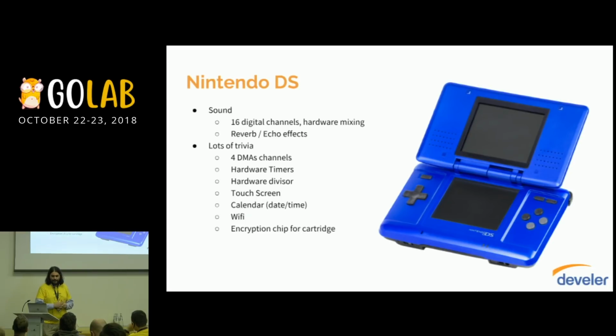Then you have sound support for 16 digital channels with a lot of effects and lots of custom hardware. So hardware timers, a hardware divider, because the early ARM chips didn't have a division opcode. So if you needed to divide two numbers, it was very slow. So the Nintendo designers put in a chip specifically to do divisions that the CPU could use. Actually, it was division and square roots. And Wi-Fi support, an encryption chip for copy protection, and so on.